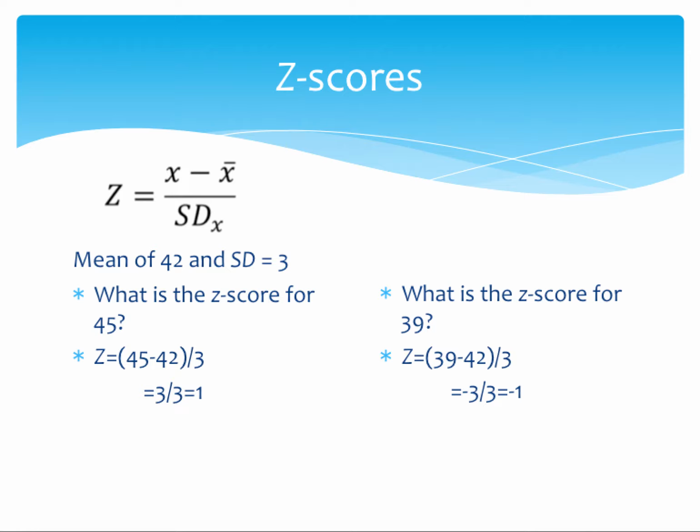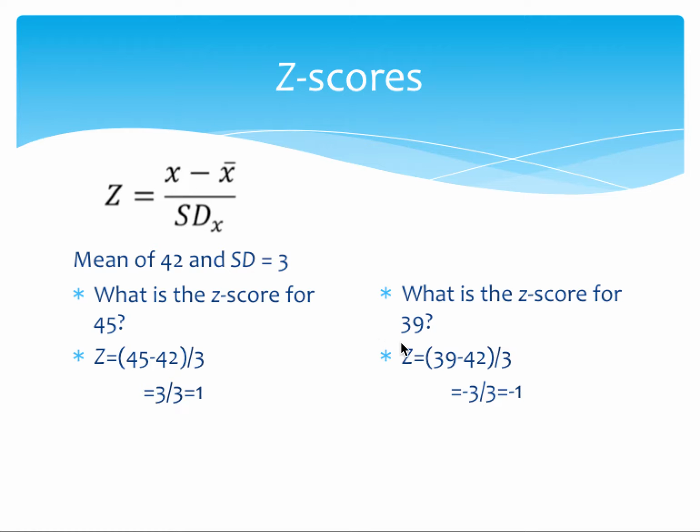So let's do a couple examples here. If you had a mean of 42 and a standard deviation of 3, you could figure out what a z-score is for any score, let's say 45. Well, in that case, it's going to be 45, your score, minus the average, which is 42. Then divide that by the standard deviation, which is 3. So 45 minus 42 is 3. 3 divided by 3 is 1. So your z-score for 45, when the mean is 42 and the standard deviation is 3, is 1.